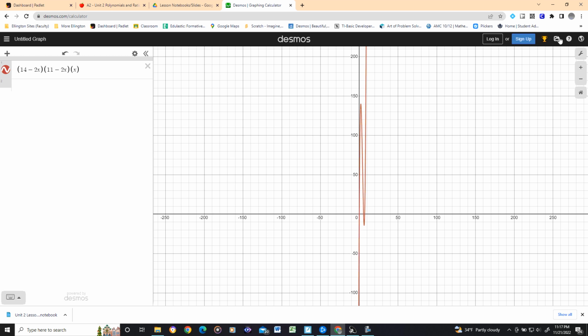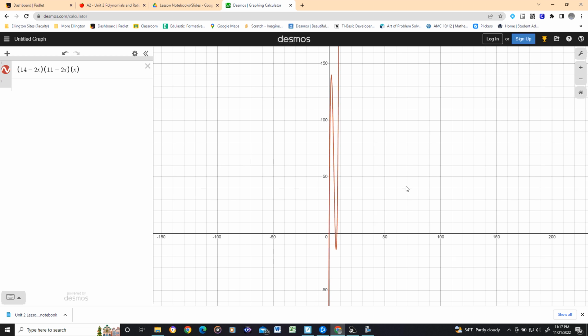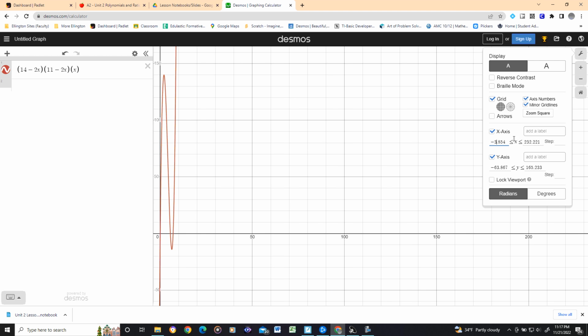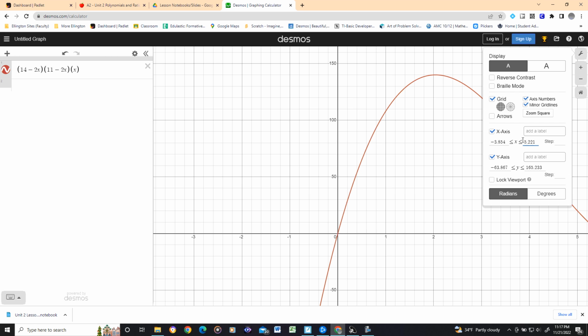So I'm going to take the graph, and I'm going to expand it out a little bit. So we're going to take the x-axis, and I'm going to drop this down to maybe, let's do like 3 to 5.